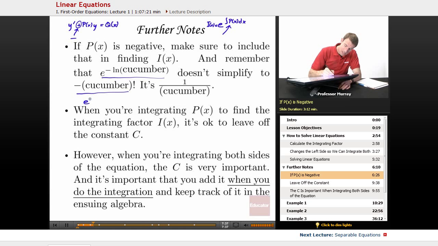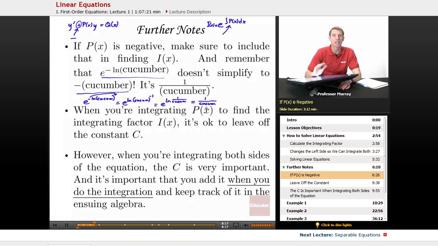If you have e to the negative natural log of cucumber, then that's really the same, remember the rules of natural logs, as e to the natural log of cucumber to the negative 1 power. Remember, the rules of natural logs say you take numbers on the outside and they turn into exponents. So that's e to the natural log of cucumber to the negative 1, which is 1 over cucumber.